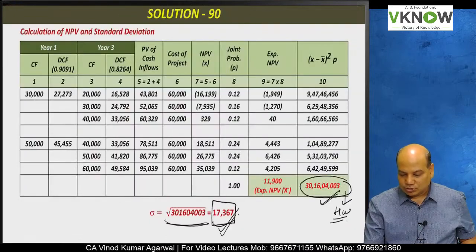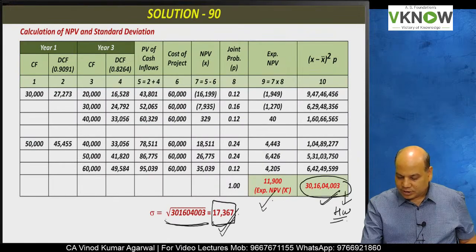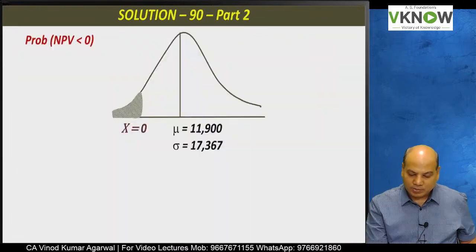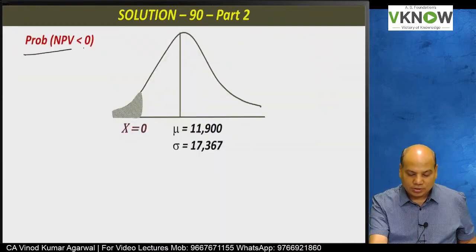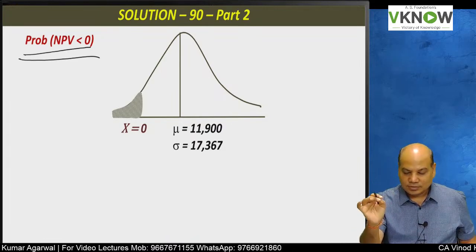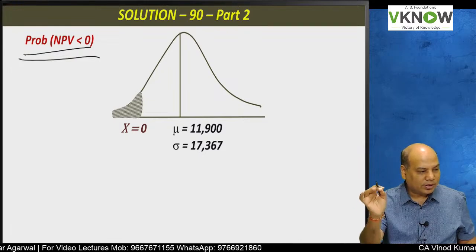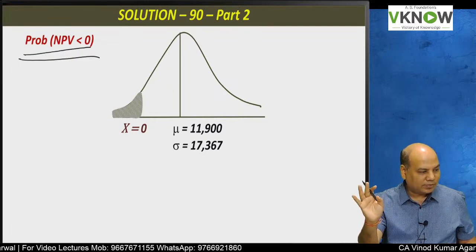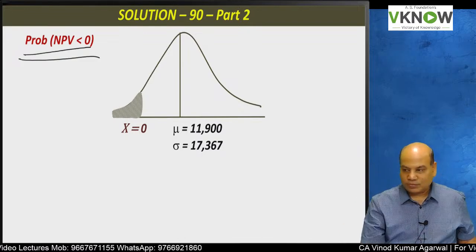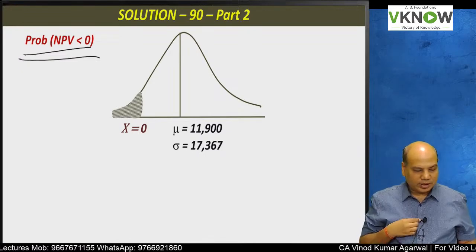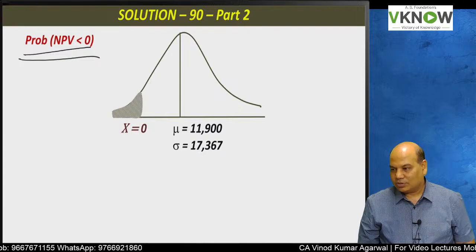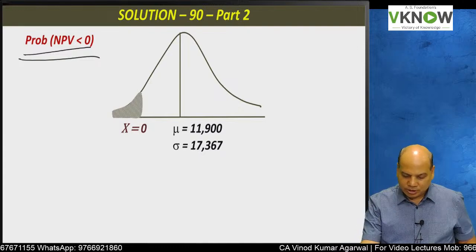So my first answer is over. This is expected NPV, this is standard deviation. What is the probability that NPV will be negative? Please write down. Next answer: calculation of probability that NPV will be negative.